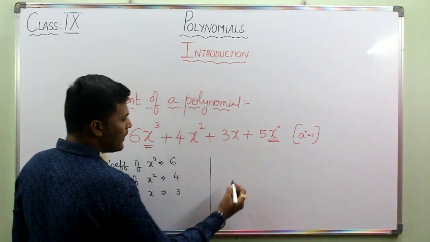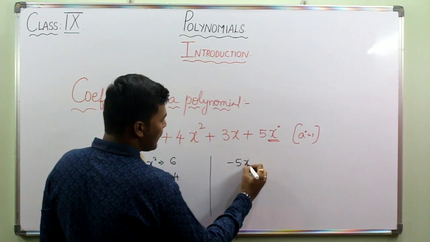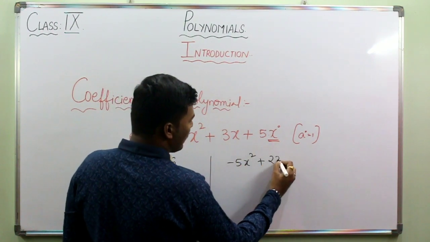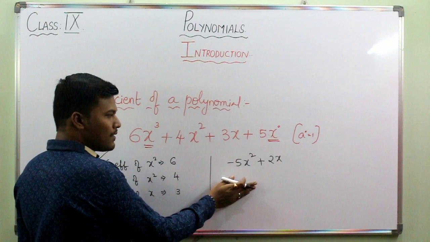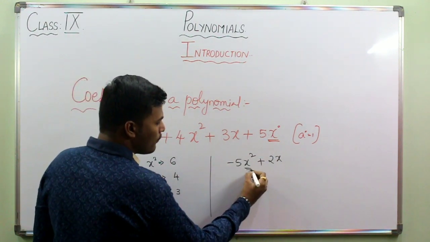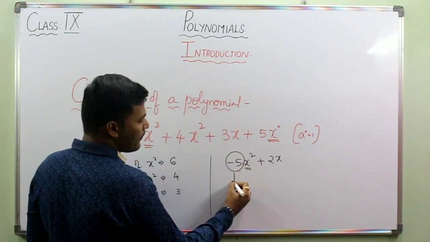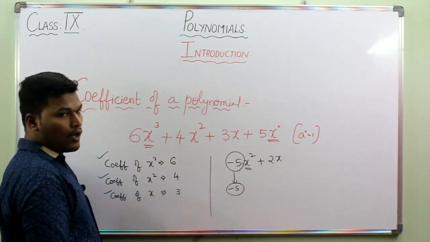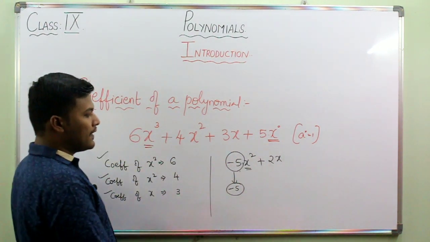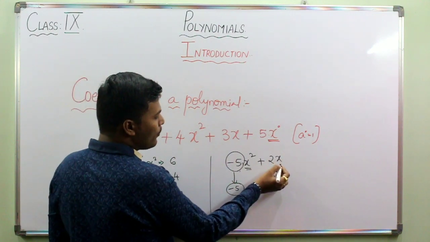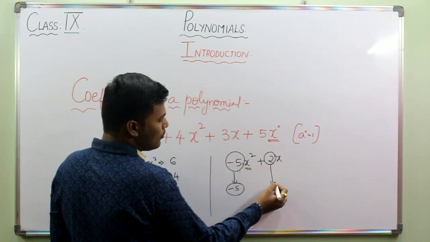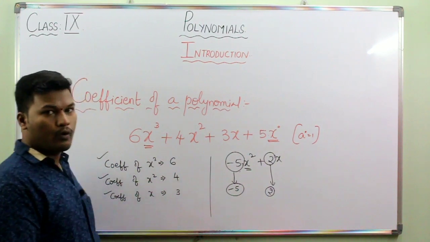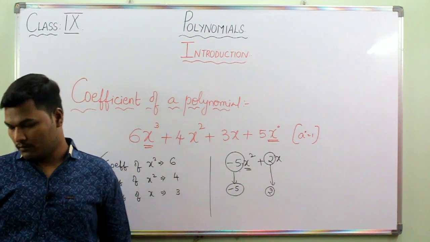Let us take one more example. Suppose I have minus 5x square plus 2x. This is called a polynomial and the coefficient of x square here will be minus 5. So the coefficient should be considered along with the sign, and the coefficient of x is 2. These are called the coefficients of the polynomial.